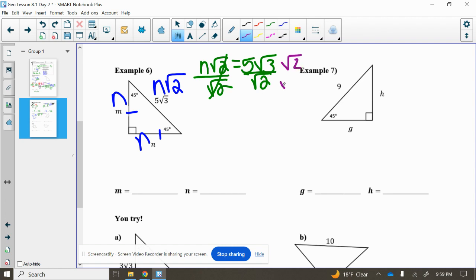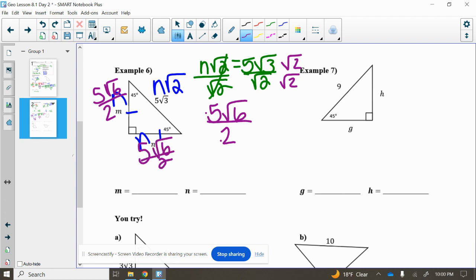So again, multiply top and bottom by the square root of 2. Denominator is now just 2. Square root of 3 times the square root of 2 is the square root of 6. 5 and 2 are not divisible, so best we can write them simplified, 5 square root 6 over 2. And again, those values will then be the side lengths for both of those legs.